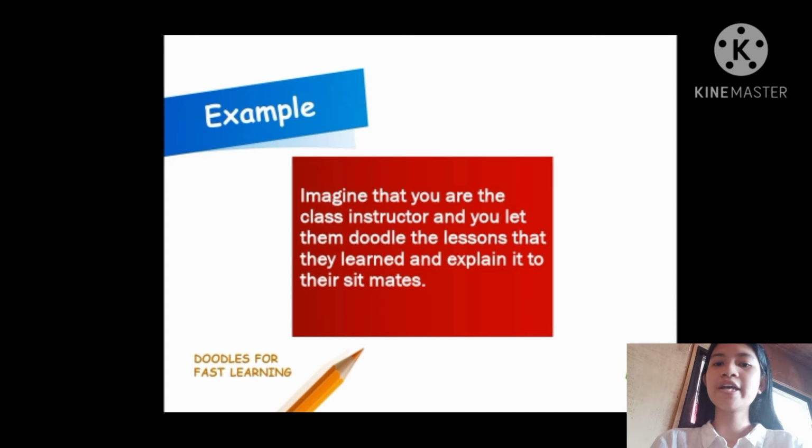Example: imagine that you are the class instructor and you let them doodle the lessons that they learn and explain it to their seatmates. See? You are imagining things too, because the brain decodes what it sees and pictures things out even if the only words written serve as an instruction.